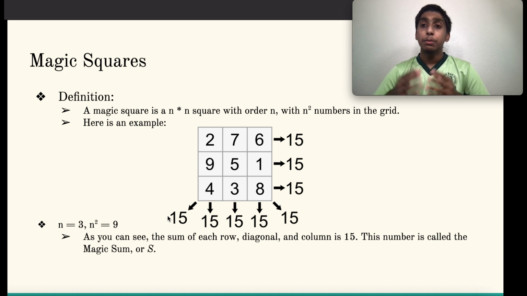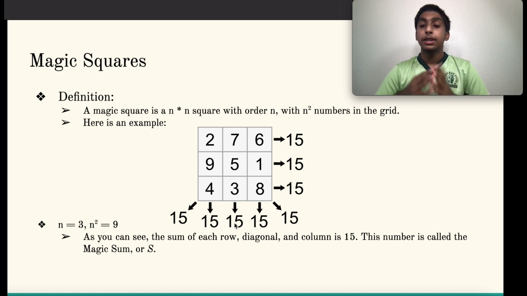Now, the important thing about a magic square is that each row and each column, when you add it, you get 15. As we can see in this magic square, 2 plus 7 plus 6 gives us 15. 9 plus 5 plus 1 gives us 15. 4 plus 3 plus 8 gives us 15. And in the same way, if we add up the columns, we get 15.